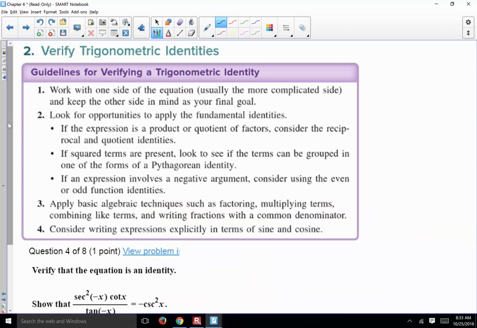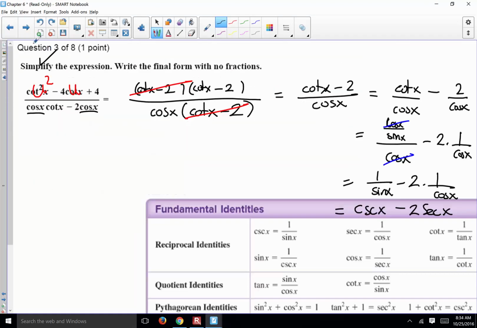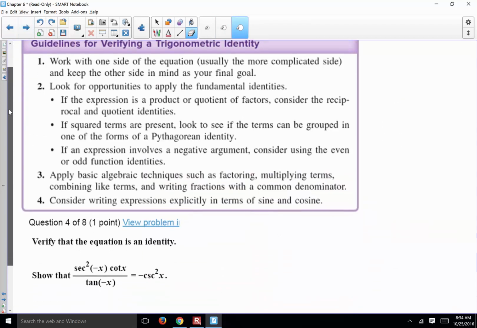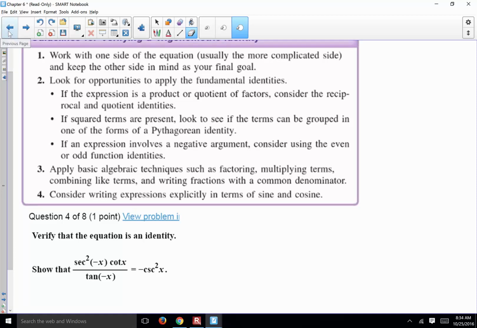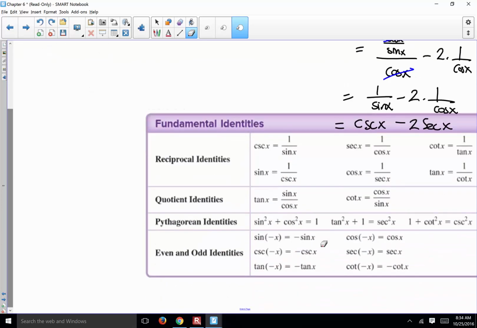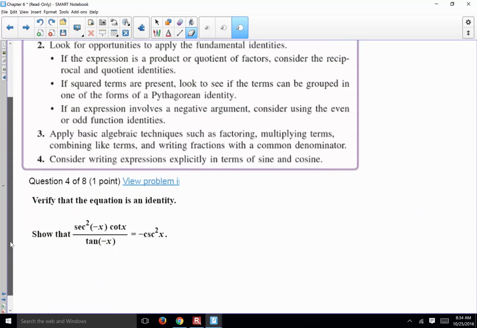Now, the format of the questions changed. Who can tell me, compare number 4 to 3, what is different? In 4, the x's are negative. We have minuses inside, okay? So that means we are going to employ somewhere the even and odd identities. That's one minor change. There is a big change in the format of the question.